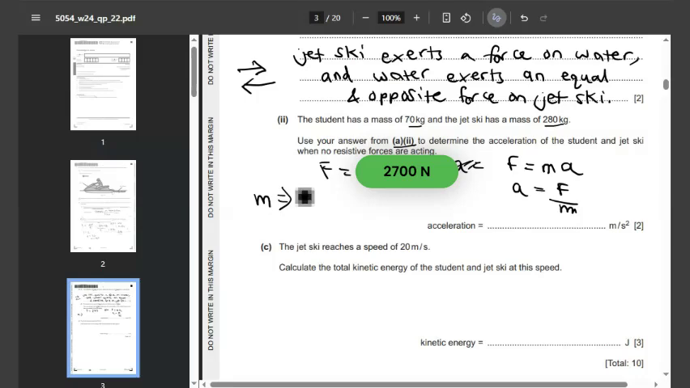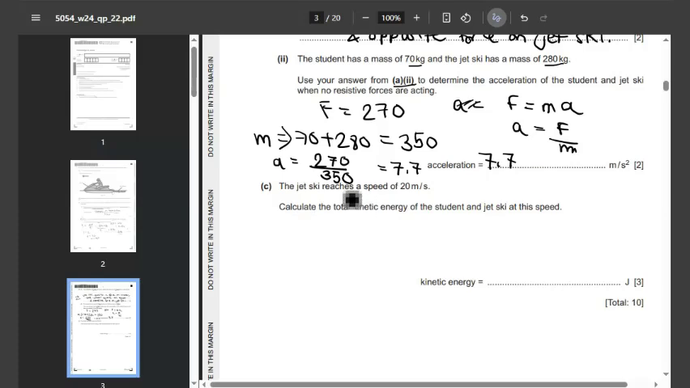Now this part is important. What is the mass of the jet ski and the human? So the total mass is 70 plus 280. So mass is equal to 70 plus 280. So that will be 350. So 350 kg is the mass. So the acceleration is 270 divided by 350. So 270 divided by 350 is 7.7 meter per second square. So 7.7 is the answer.